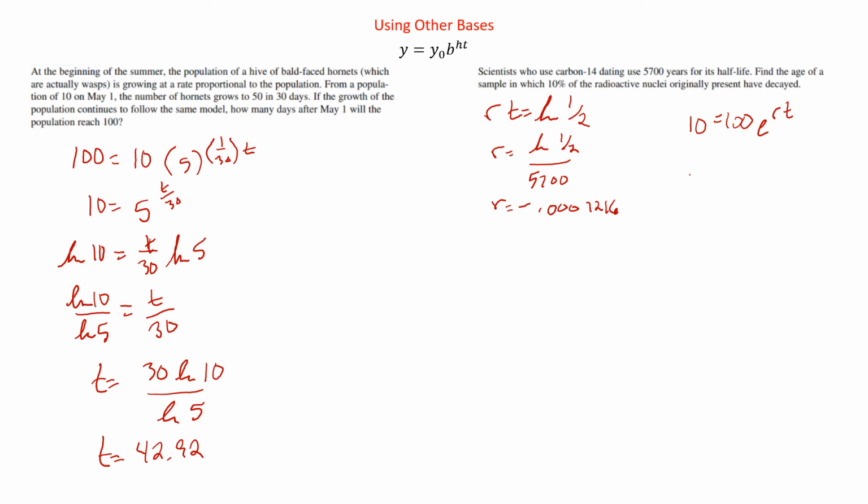So we can divide to get 0.1 equals e to the rt. We can take the natural log of both sides. And then we can divide by r, because we know r. So the time is going to be the natural log of 0.1, which is about negative 2.3, divided by that r, which is still stored, and we get 18,934.99.